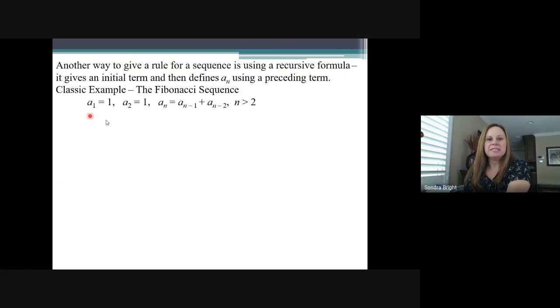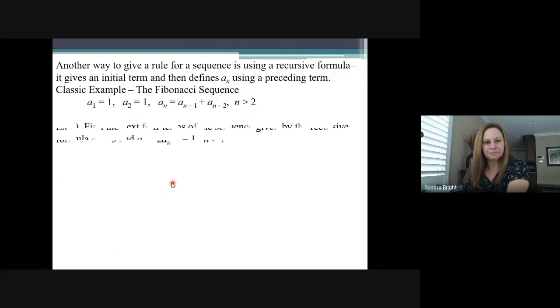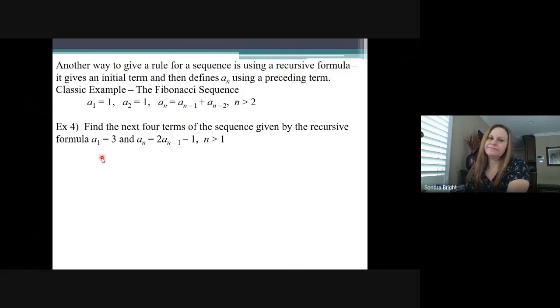Now, this looks really scary, but don't freak out. This is just very mathy notation for just saying my first term is 1, my second term is 1, my nth term is equal to the term right before it plus the term right before that. That's what the n minus 1 and the n minus 2 is. And then it's for n is greater than 2 because I gave you first term and second term. I know that looks scary, but it's not too bad when you start working it out.